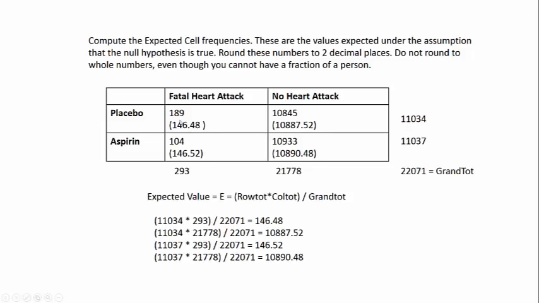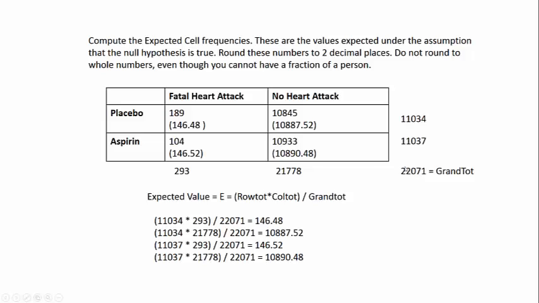Then to get the column totals, 189 plus 104 gives me the 293, and then 10,845 plus 10,933 gives me 21,778. Now if I add all four of these numbers up, I get 22,071. Similarly, I can add these two values here and get 22,071, or I can add 293 plus 21,778, and that will give me the 22,071. So this is the total number of people in the study. Obviously, this was a massive study.